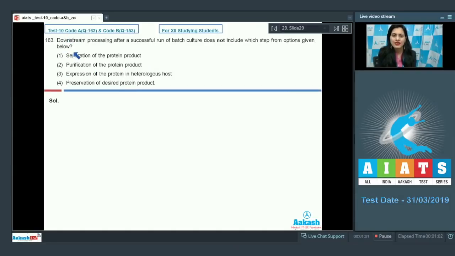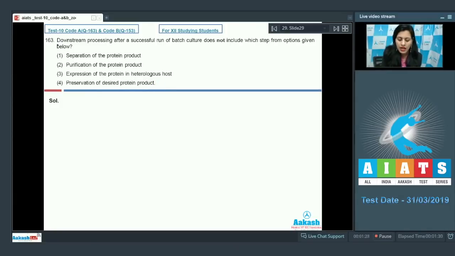Question number 163. Downstream processing after a successful run of batch culture does not include which step from the options given below? And the options are separation of the protein product, purification of the protein product, expression of the protein in heterologous host, and the last option is preservation of desired protein product.